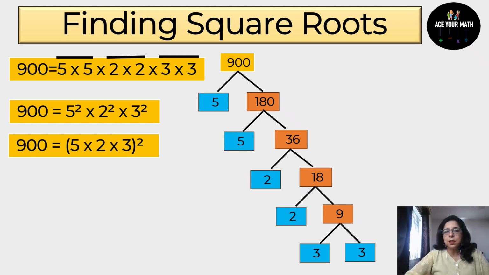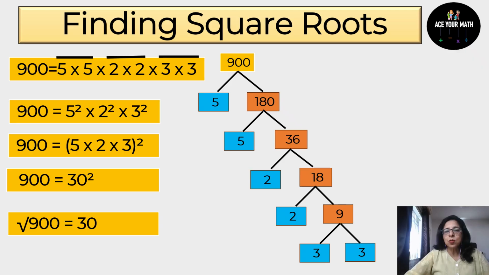Now since exponents are same, you see 5 has 2 exponent, 2 has 2 exponent, and 3 has 2 exponent. When the exponents are same, you can multiply the bases. After multiplying the bases, you get 30 squared. It means 900 can be written as 30 multiplied by 30. So the square root of 900 is 30. I hope it is clear to you.